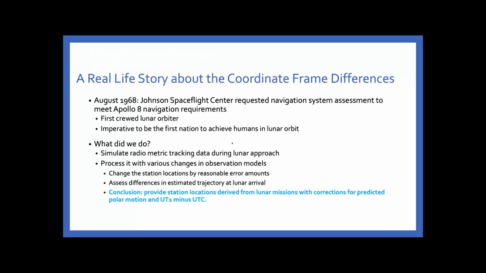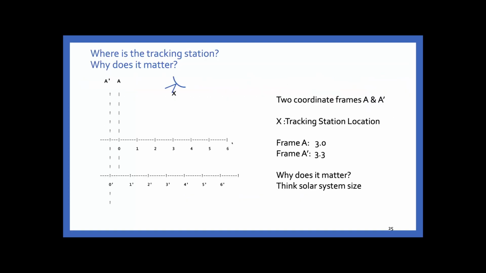Now, let's see here. I'm kind of trying to visualize that. We've got a tracking station here, and we have 2 kind of one-dimensional coordinate frames. Here's frame A, and its x-axis is along here, and here's A prime, and its x-axis is along here. And what is the tracking station location? Well, in frame A, I claim it's 3, and in frame A prime, I claim it's 3.3.